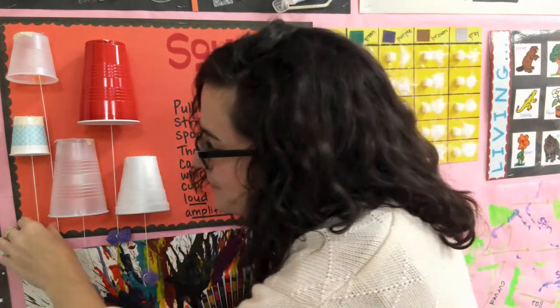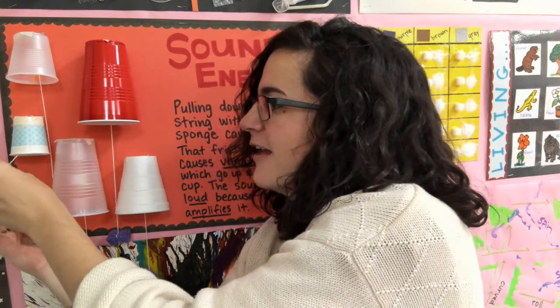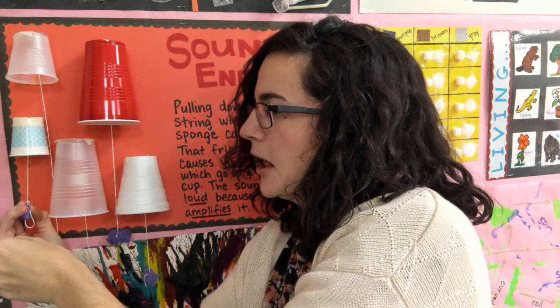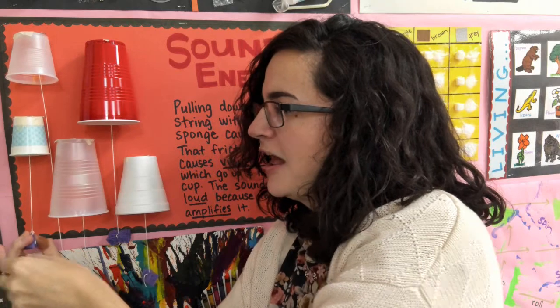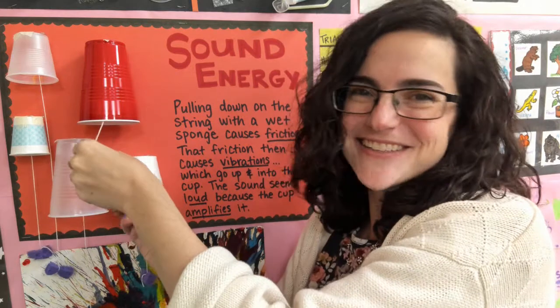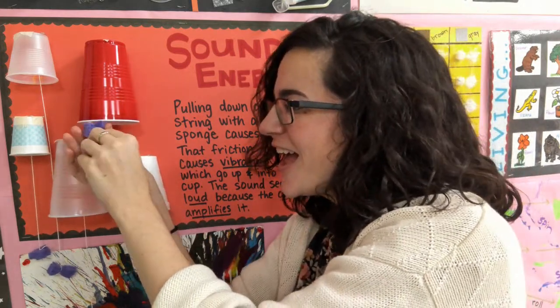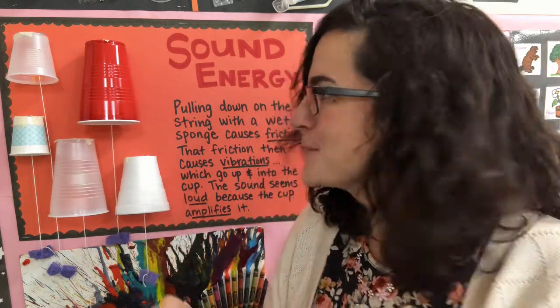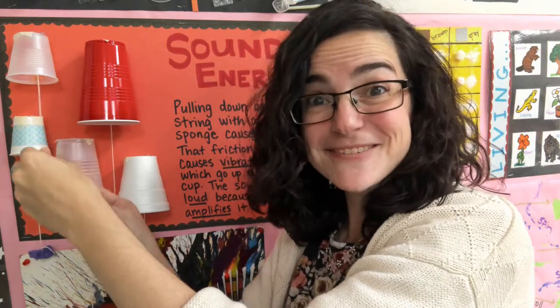Let's try a different one. Let's try this small one. Almost sounds like a chicken. Bak, bak, bak. Let me try this red Solo cup. Almost sounds like a frog. Ribbit, ribbit, ribbit, or a toad. Croak, croak. Last one. Let's see what this one brings.